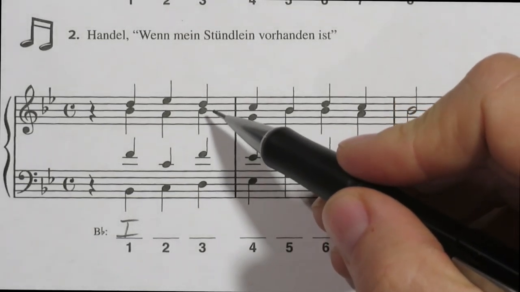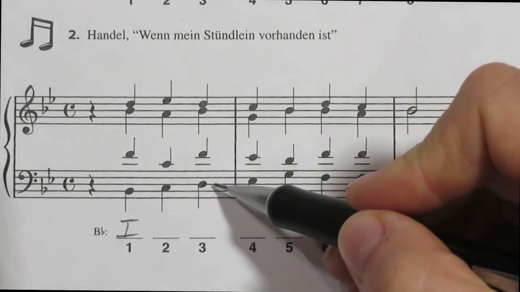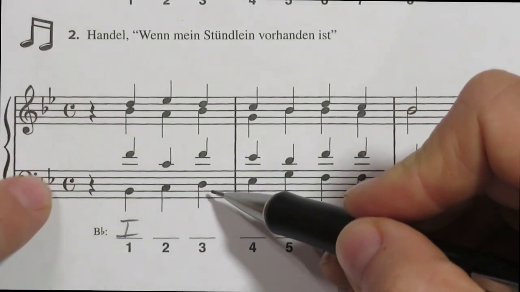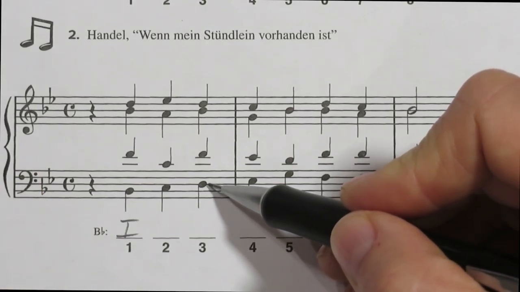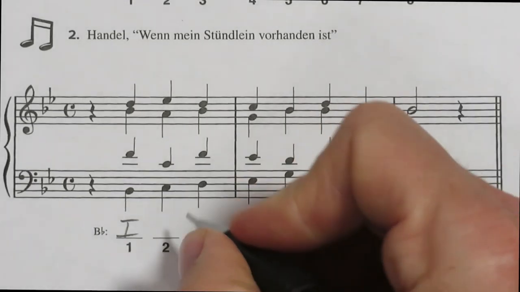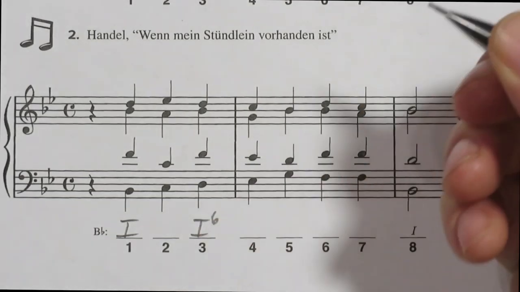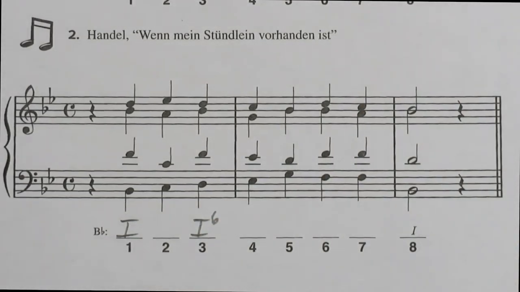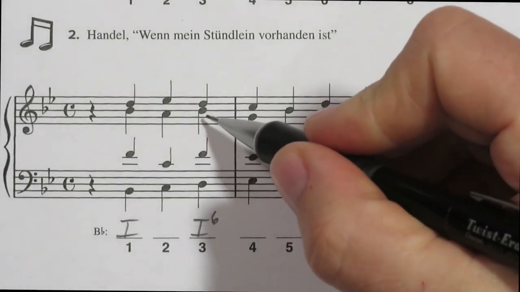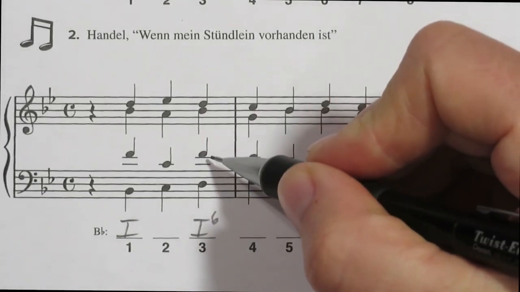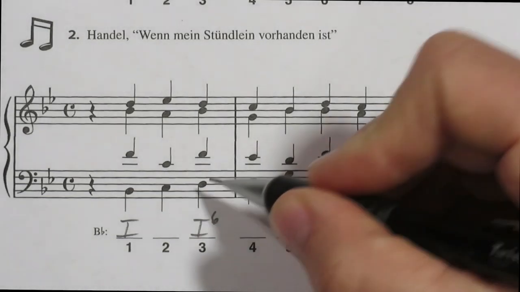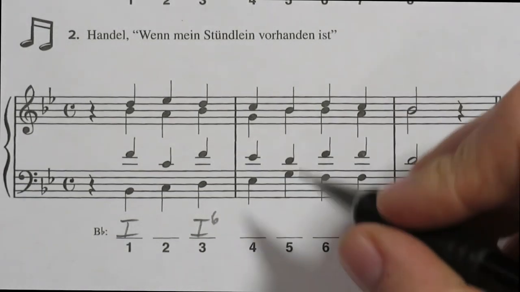And here we have the same notes. But this time, we have a D in the bass, right? And we know that that's first inversion, right? Okay, so we have B flat, D, F. D is in the bass, first inversion.